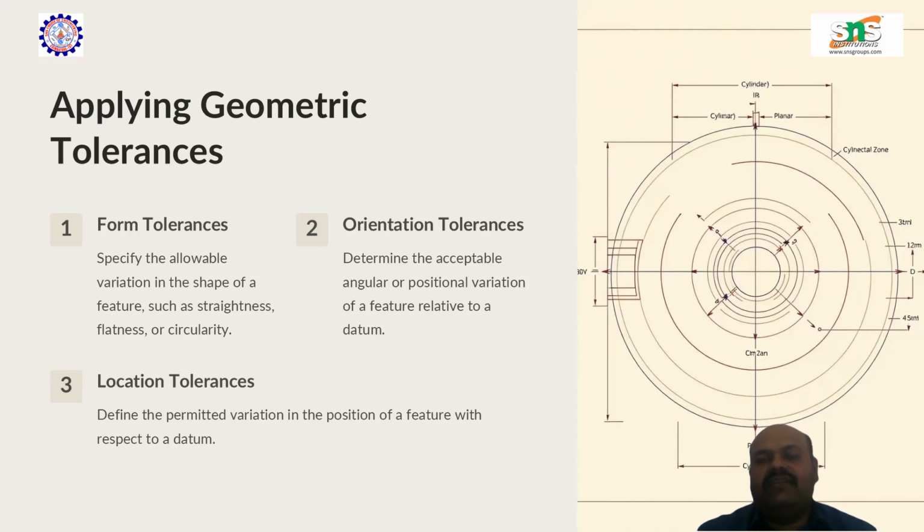So whenever we design a component, we give tolerances. That tolerance is of two types: bilateral tolerance or unilateral tolerance. Based on the tolerance, the machining is done. We have form tolerance, which specifies the allowable variation in the shape of features such as straightness, flatness, or circularity. We have orientation tolerance, which determines the acceptable angular variation of a feature relative to a datum. And we have location tolerance, which defines the permitted variation in the position of a feature with respect to a datum.